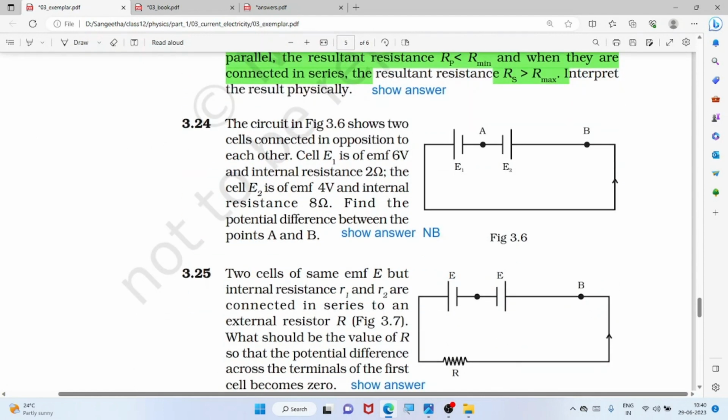The circuit shows two cells connected in opposition. Here, connecting the negative terminals in parallel: E1 with EMF 6 volt and 2 ohm internal resistance, and 4 volt with 8 ohm. Find the potential difference.